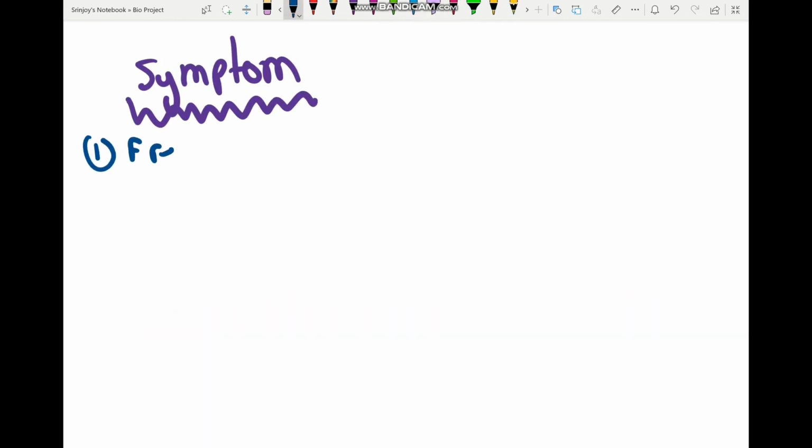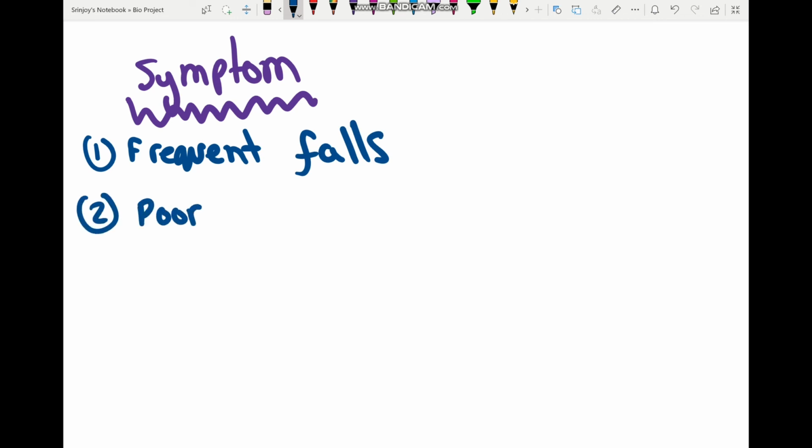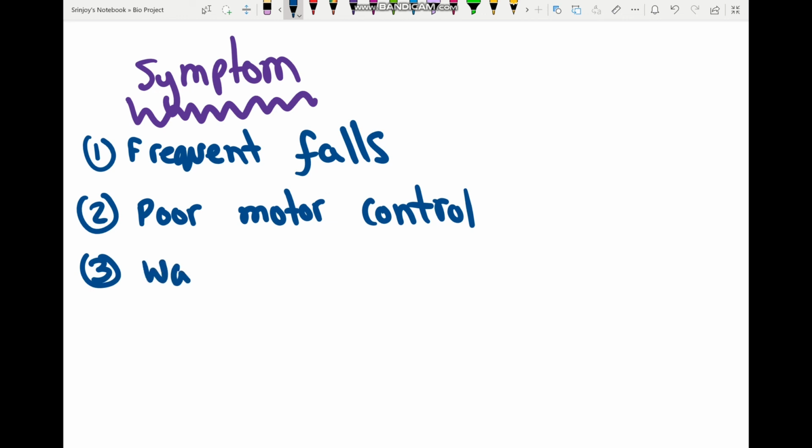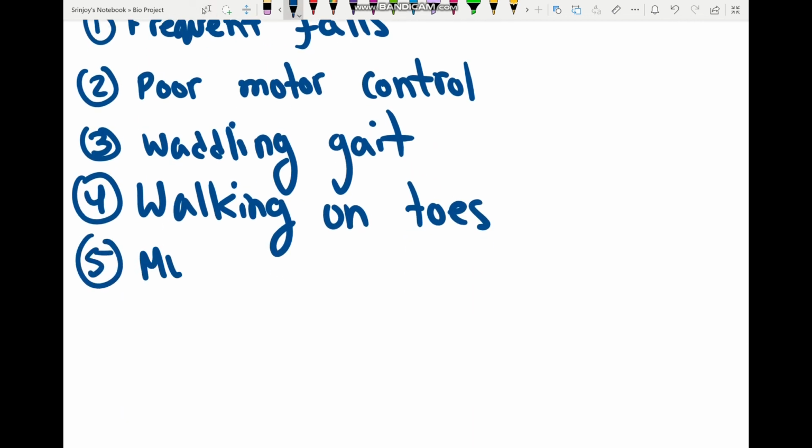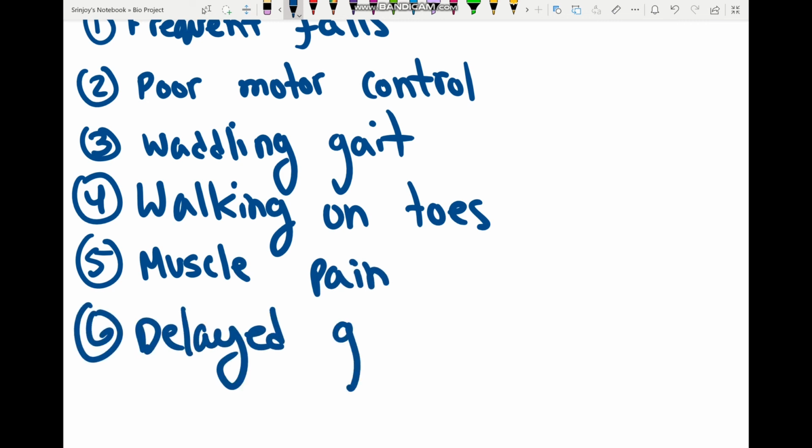Some of the symptoms in toddlers include frequent falls and poor motor control. There is also waddling gait and walking on toes, and then muscle pain and also delayed growth.